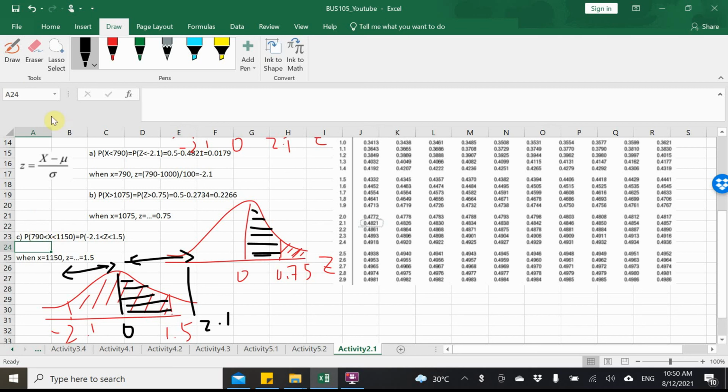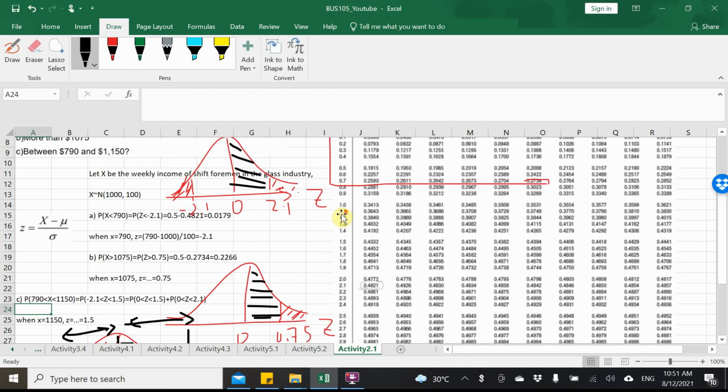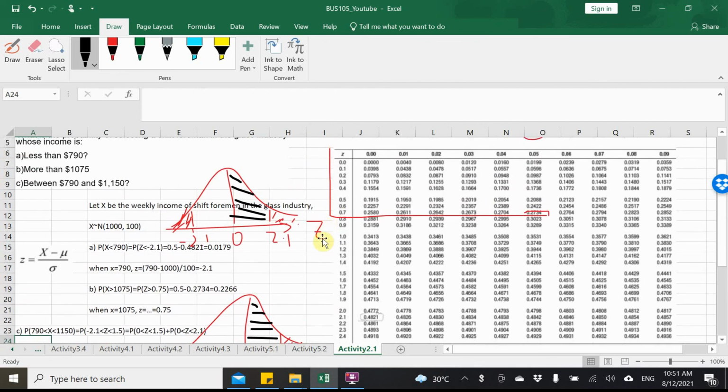So to write it here, maybe you want to say something like this probability actually equals the probability of z between 0 and 1.5 plus z between 0 and 2.1, right? So by writing in this way, I can actually apply the table directly, right? So let's see 1.5, where is the corresponding probability?